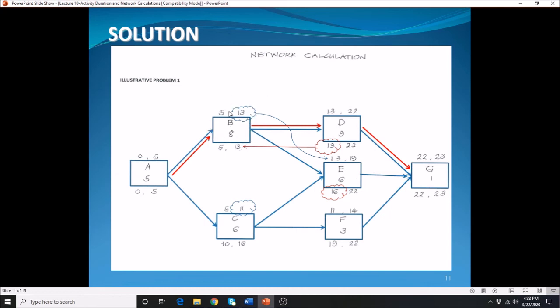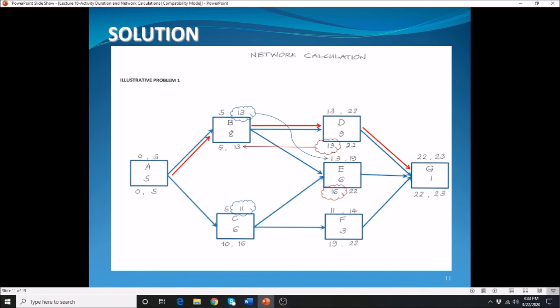Activity B, they have both the same numbers at the top and at the bottom, which means that activity B is a critical activity. Then activity D, they have the same numbers at the top and at the bottom. That means D is a critical activity. The rest, E and F, they don't have the same numbers at the top and the bottom. That means E is not a critical activity. The same thing also with F. So for your G, of course, that is the last activity that should be given as critical.